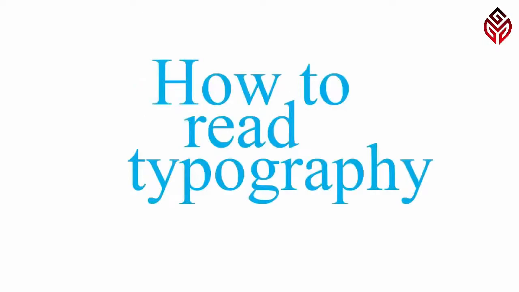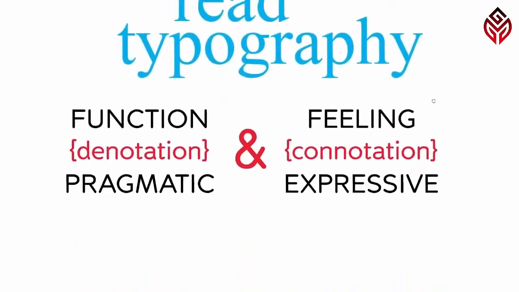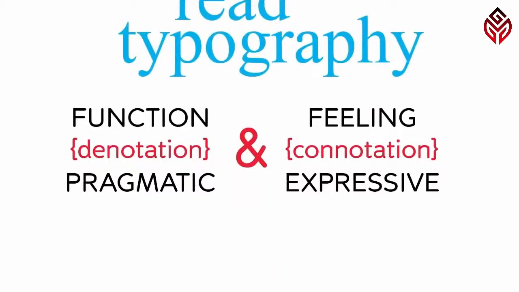When we read words, at the same time we're also reading typographic form. We're seeing letters and shapes, and these things communicate something to us as a viewer. So let's have a look at how that works. There's mainly two different things that are being communicated.